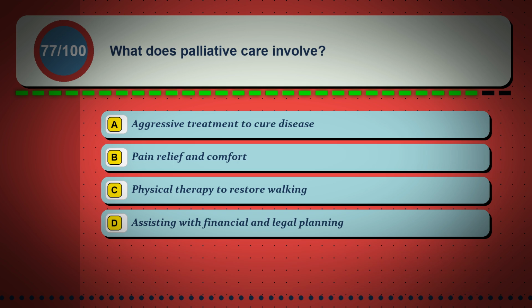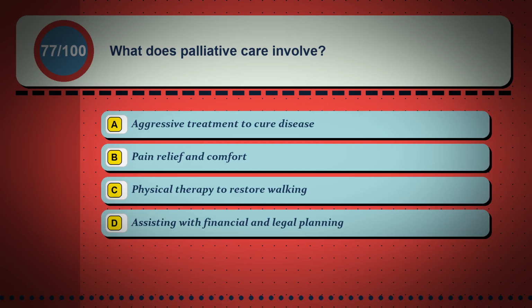Question 77. What does palliative care involve? Option A, aggressive treatment to cure disease. Option B, pain relief and comfort. Option C, physical therapy to restore walking. Option D, assisting with financial and legal planning.